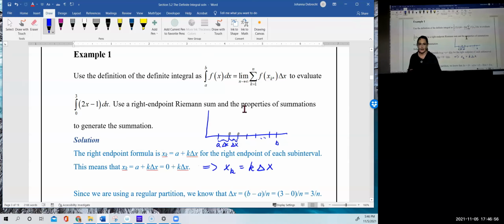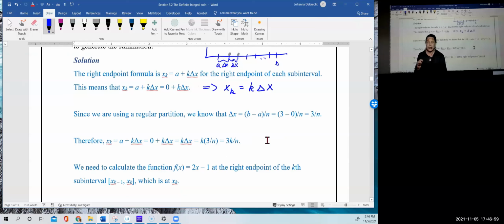Now, we're using a regular partition, which I told you before is not strictly required. They do not all have to be the same width. We can take different widths as we want, but the key is whatever the widest one is, which we call the mesh, the widest one has to get smaller and smaller and eventually go to 0. As long as the widest one goes to 0, then all the smaller ones have to be going to 0 as well. But for ease of calculation, we take a regular partition just because it's easier than trying to decide how you want to divide it up.